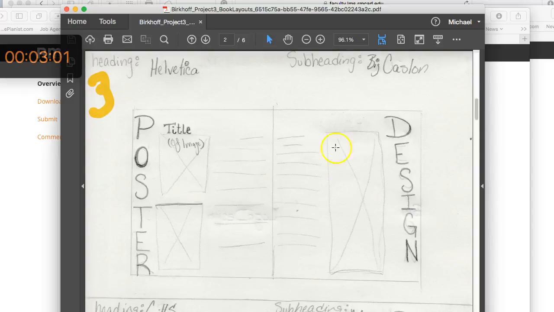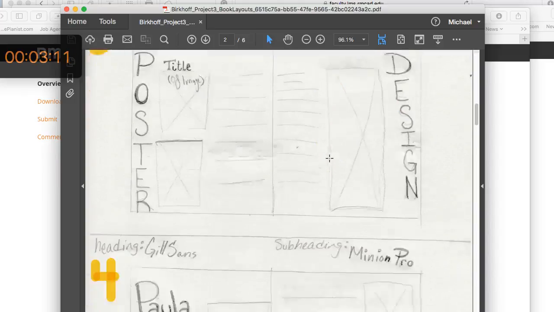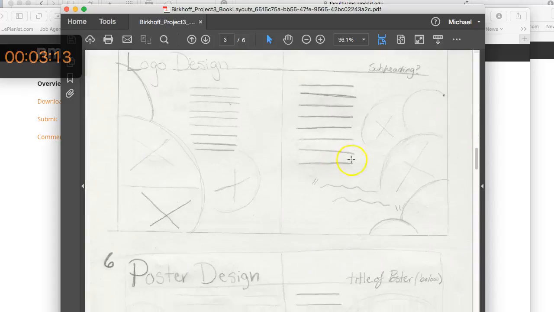So it's a lot of sketching, it is, but if you take a look at some of your classmates' submissions in the discussion board, you'll see what I mean. There's a lot of sketching going on for this one. But what you have going on here is pretty good.